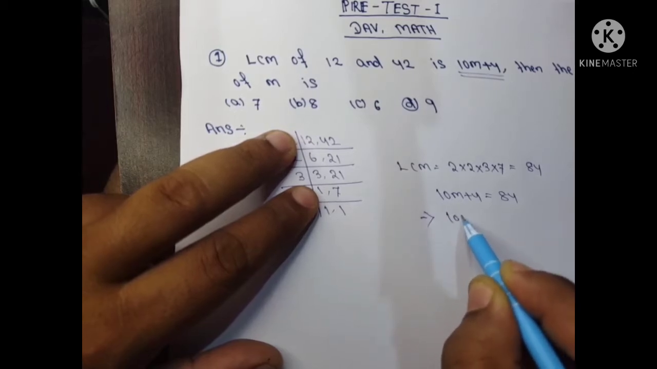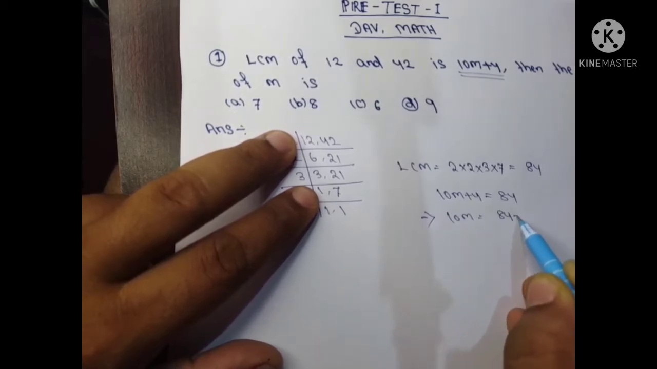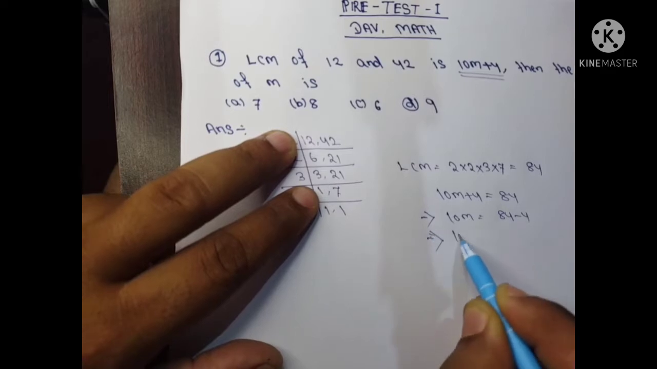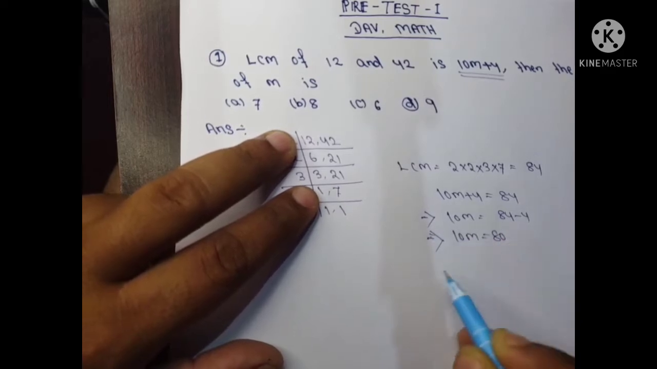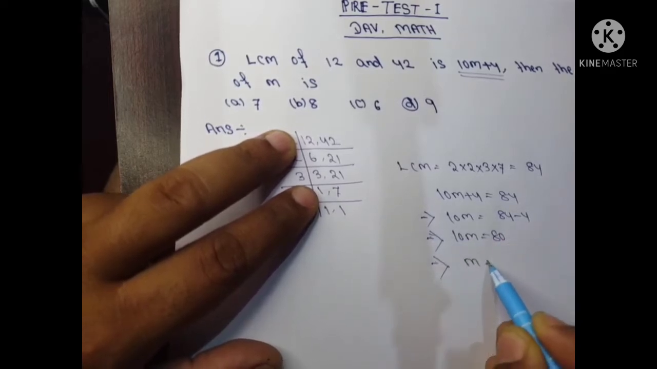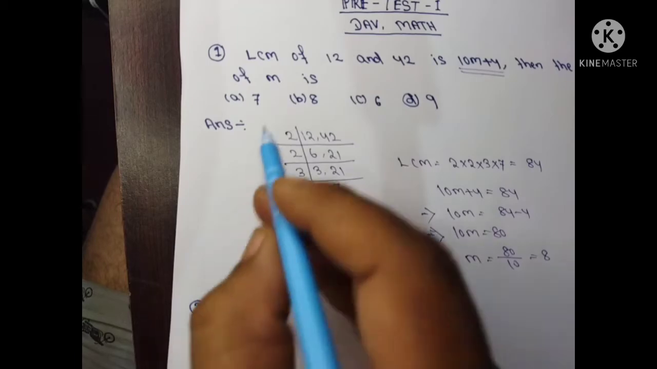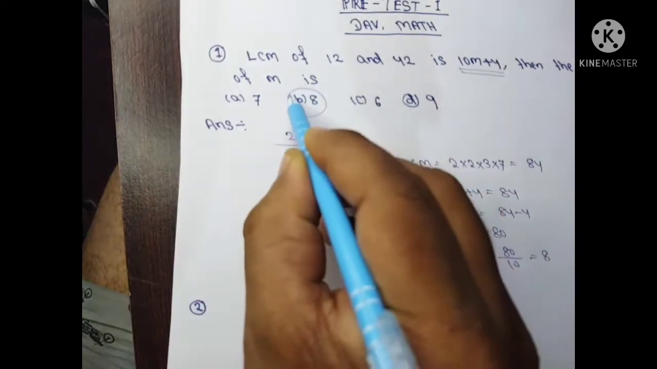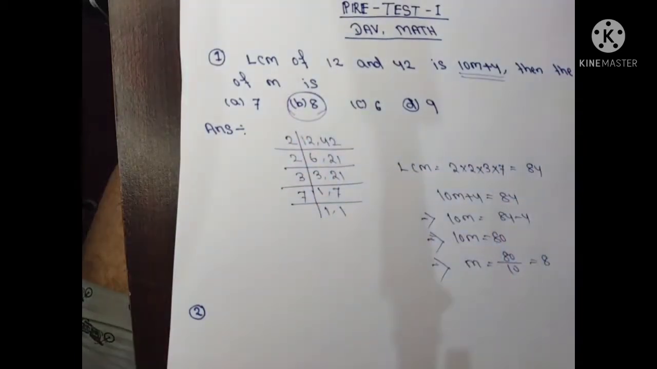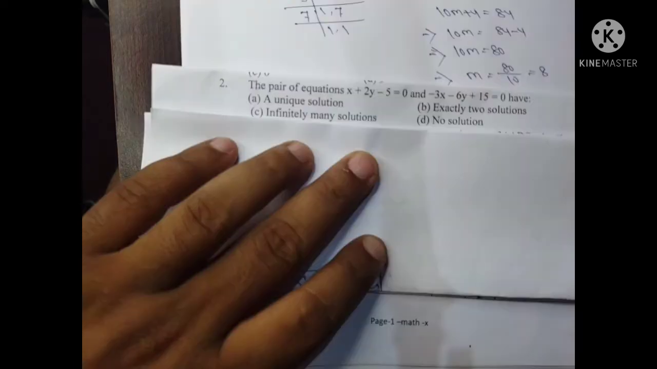That's why 10m becomes 84 minus 4. That implies that 10m becomes 80. That implies that m is equal to 80 by 10, that is 8. So you can see option B is the right answer. So let's move to question number 2.